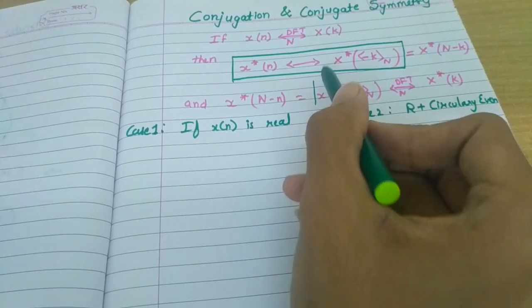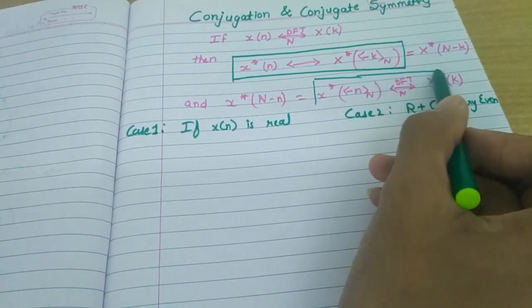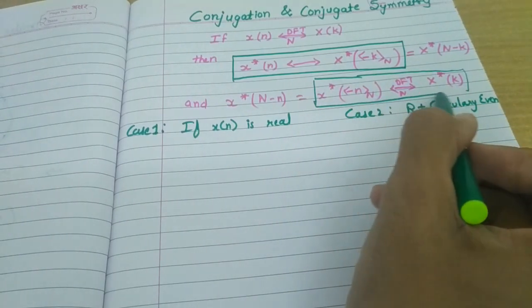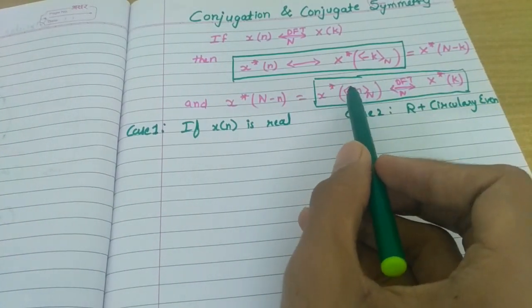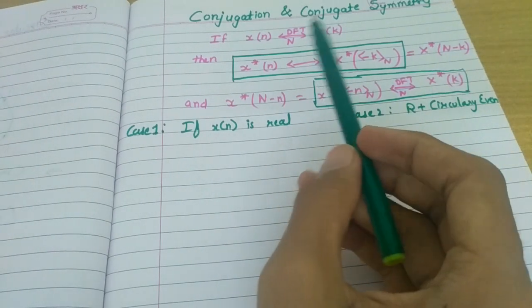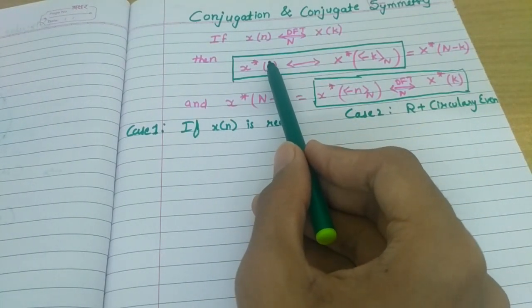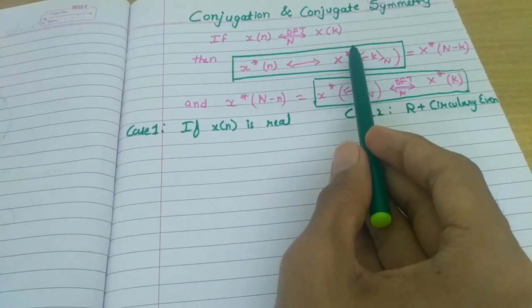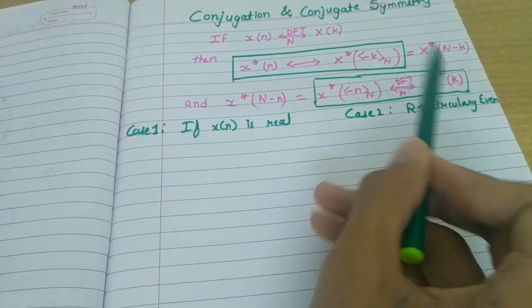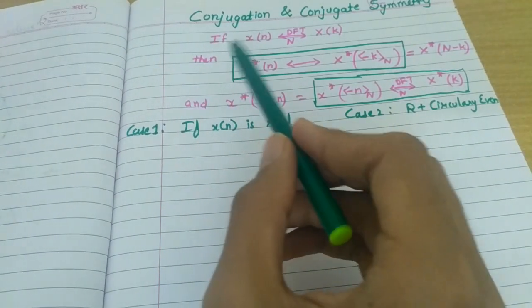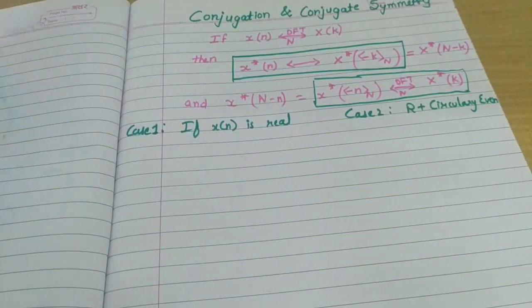And similarly, if minus n is there, that is x conjugate of minus n, then it will be X conjugate of plus k. So the only difference is when a positive sign is there, then a negative sign will be there, and the conjugate will remain as it is. Similarly, when negative sign, then positive, conjugate will remain as it is. So we will be discussing different cases: first of all x of n is real, then real plus even, that is circularly even, then real plus circularly odd, then imaginary, and so on. But before moving towards the cases, let us prove this property.